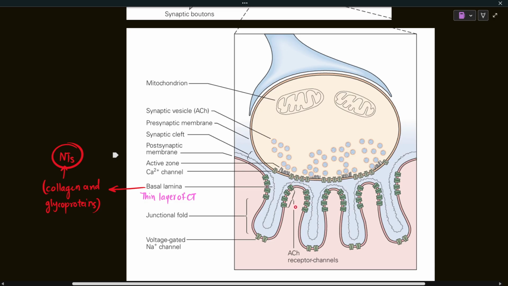Whatever proteins are released from the postsynaptic membrane or the presynaptic membrane, what does the presynaptic membrane release? It releases neurotransmitter. And what does the postsynaptic membrane release? It releases acetylcholine receptors. Whatever they release, all those contents are released into this basal lamina. Basal lamina is a connective tissue layer, and it is permeable, and through this, whatever molecules are being secreted, they pass.